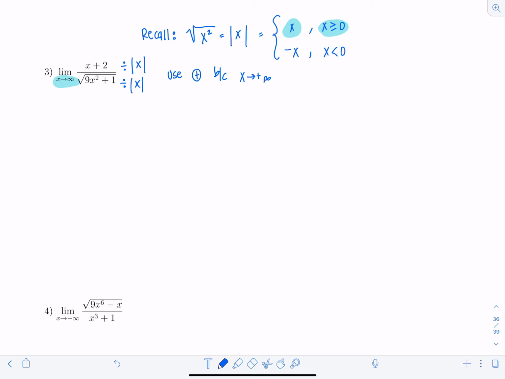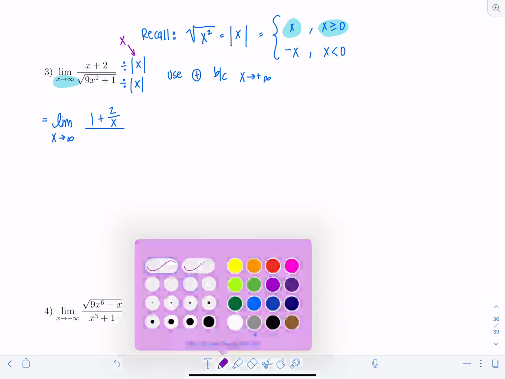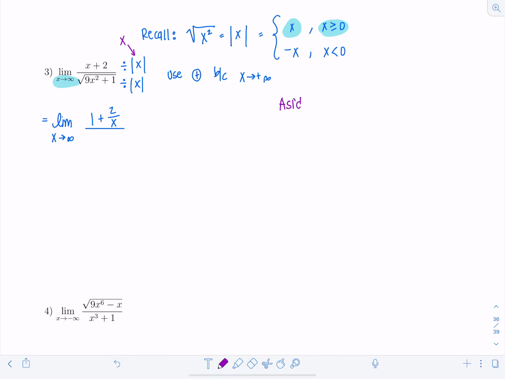All right, now let's go ahead and divide by the absolute value of x, and that might be a little bit tricky to do in the denominator. So we have the limit as x approaches infinity. Remember, we're just using positive x here in the numerator. So I have 1 plus 2 divided by x. And then what do we do in that denominator? Oh my goodness. So here we go. We'll do this off to the side.